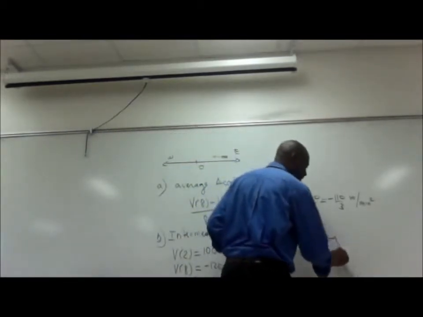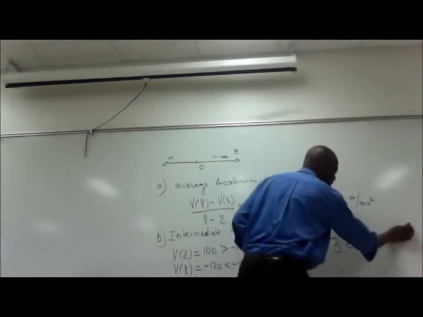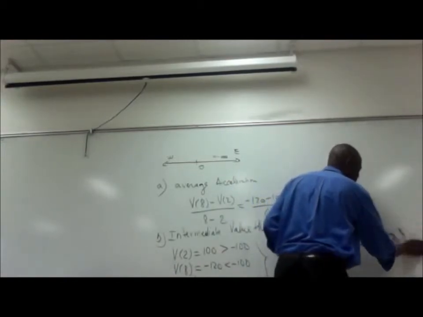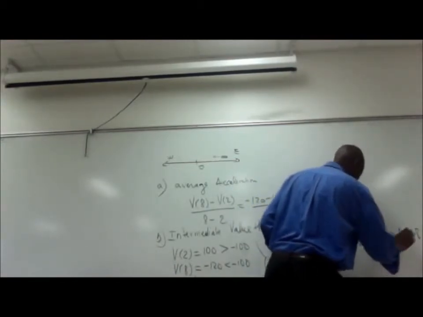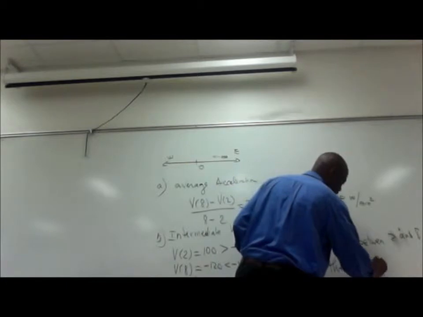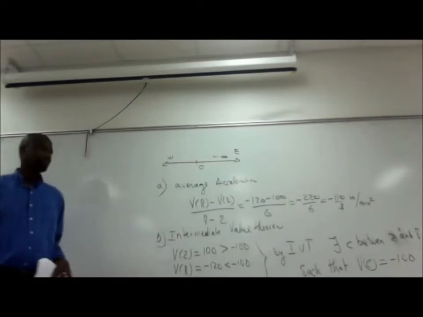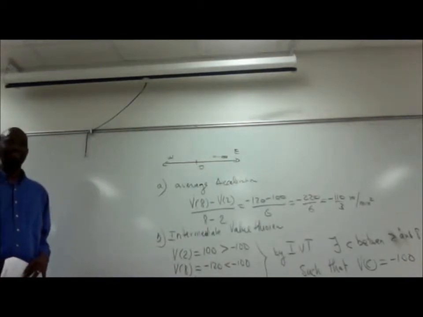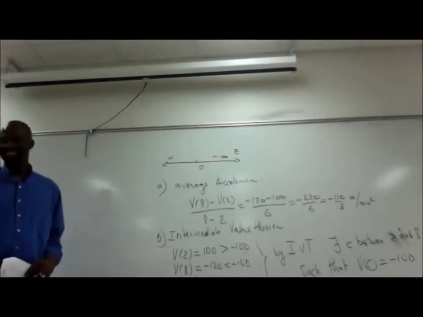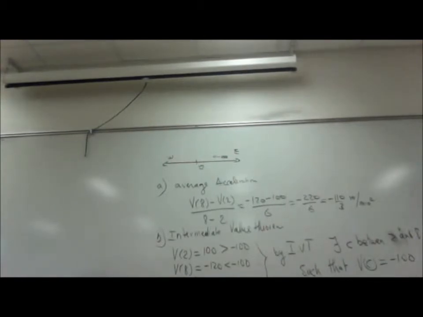So there exists a c between 2 and 8 such that v of c equals negative 100. Remember the Intermediate Value Theorem from earlier in the year? It means that it exists.